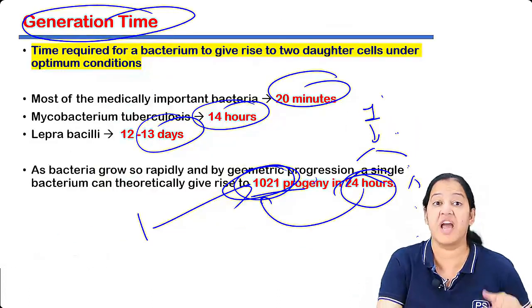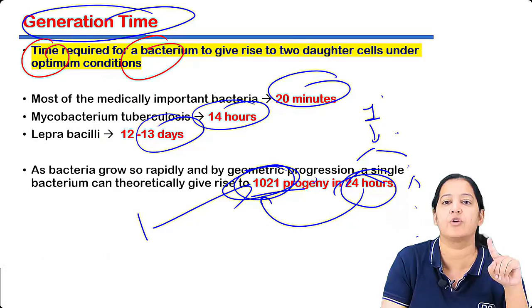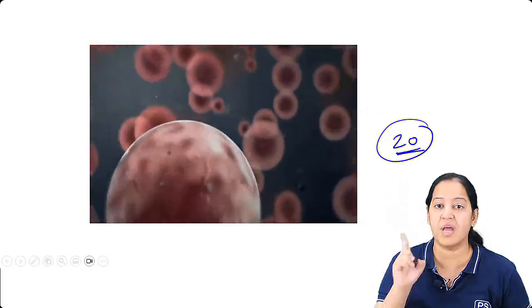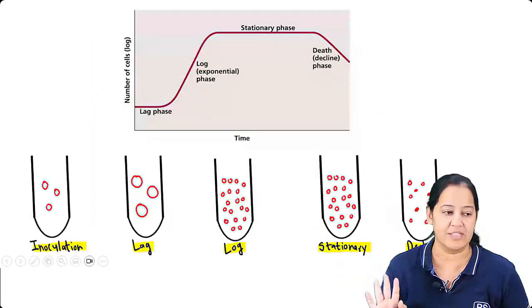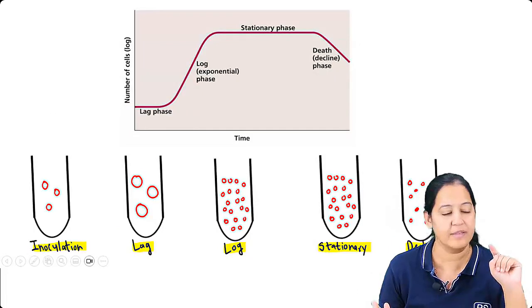What is generation time? The time required by one bacteria to give two daughter cells. So in how much time does one bacteria divide into two? That is known as generation time. Got it?